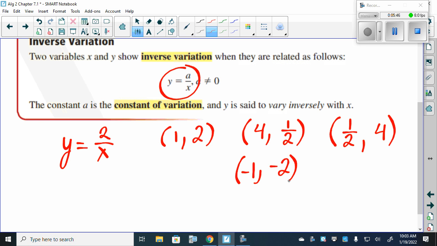Now, another way we can look at this is I can actually multiply both sides by x, which really tells us x times y is equal to a. And both of those are just seeing it in terms of the constant a and in terms of y. And each one of the versions has its own use.